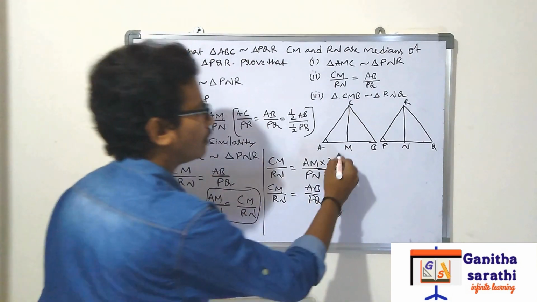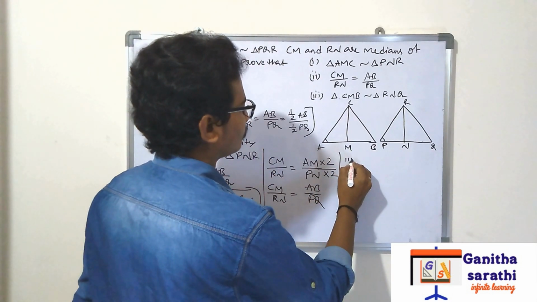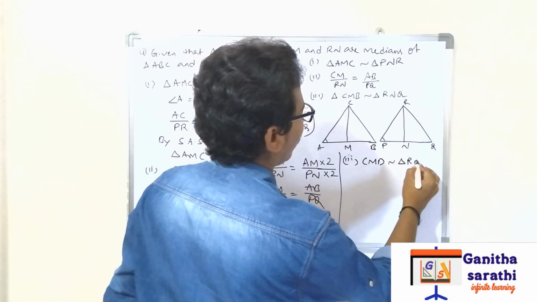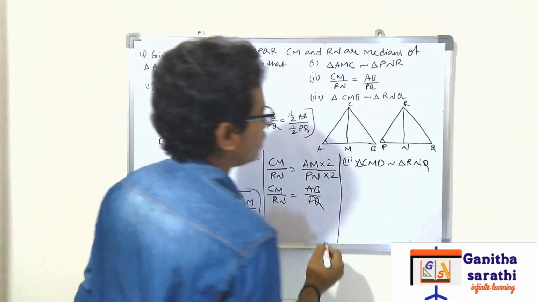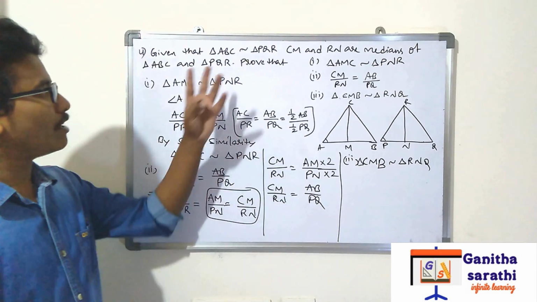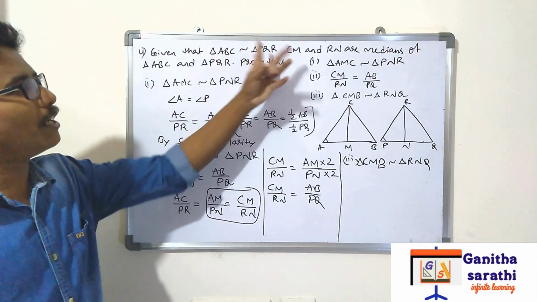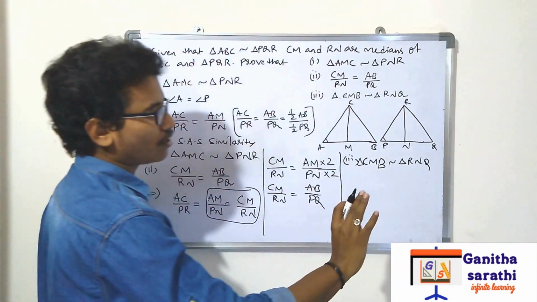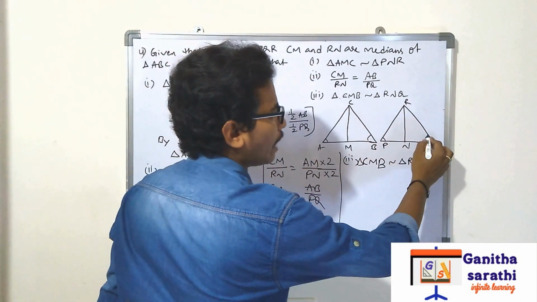Next, what is the third one? See the third one. Triangle CMB should be similar to triangle RNQ. CMB is similar to RNQ. We already know in the first condition that ABC is similar to PQR. So we can write that BC and QR are the proportional sides and angle B and angle Q are equal.